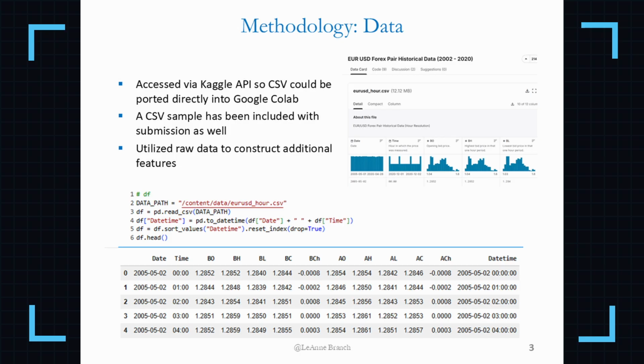The zip file of this data also provided minute and news data, but I didn't really need that for this project, so I just disregarded those two CSVs. The main one that I used was the Euro-dollar hour CSV.